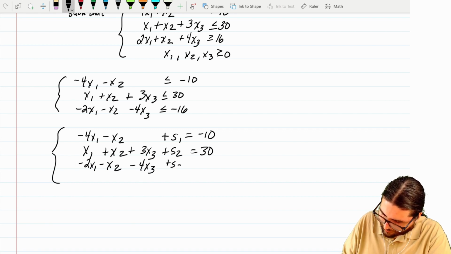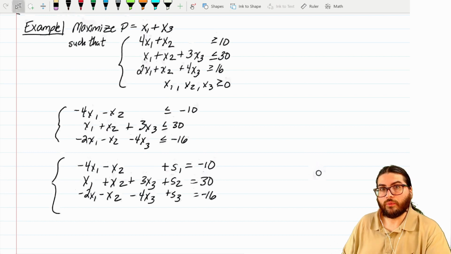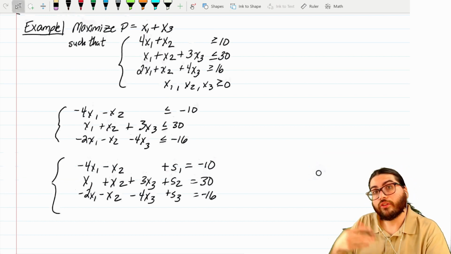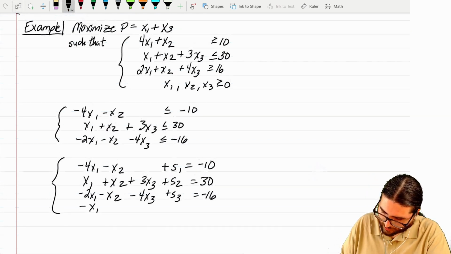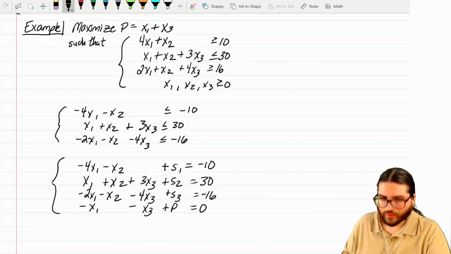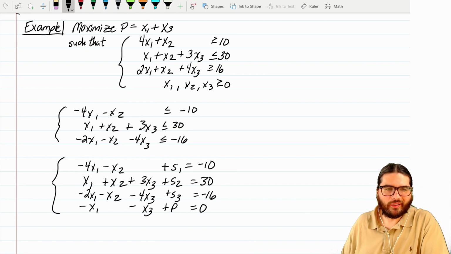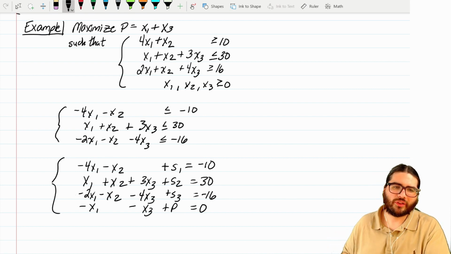Add a third slack variable. And now my objective function, when I get that p moved over, it looks like I should move all the variables to the left so that p remains positive. Minus x1 minus x3 plus p equals 0. Basically, the variables are going to be negative either way, because if it's a minimize, we've already multiplied by a negative, but we move p to the other side.